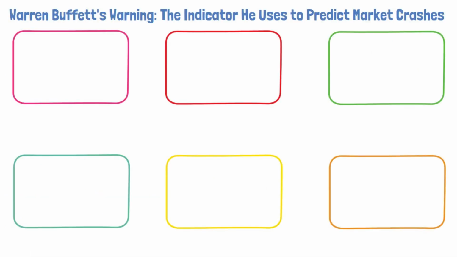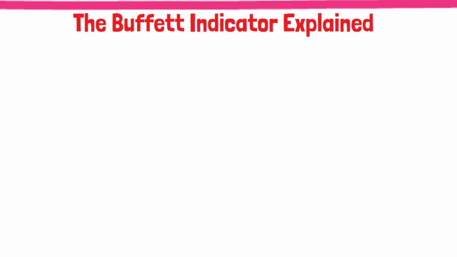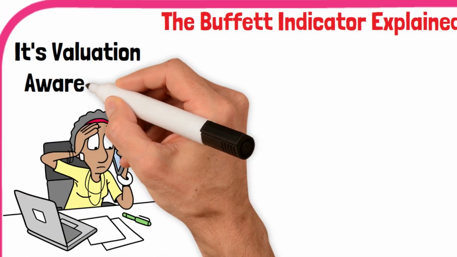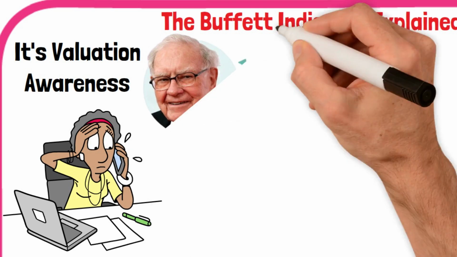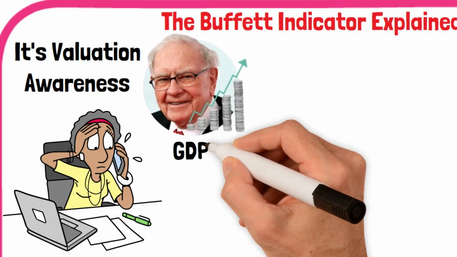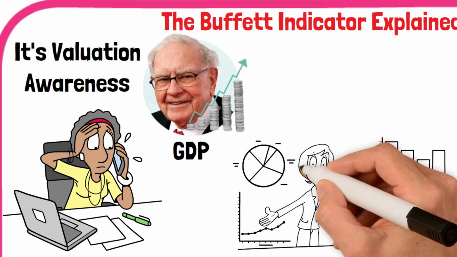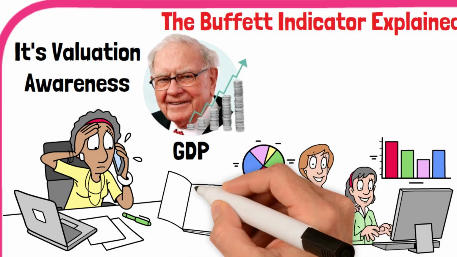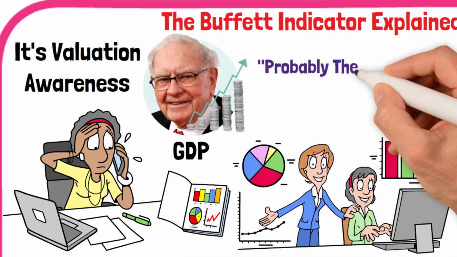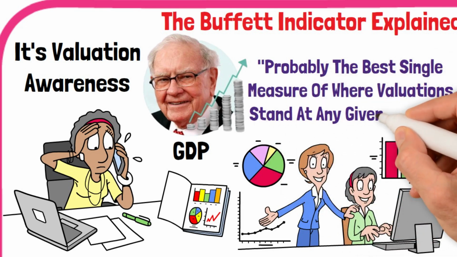The Buffett Indicator, explained. The solution to this market timing problem isn't market timing at all. It's valuation awareness. Enter what's now famously called the Warren Buffett Indicator, simply the total market capitalization divided by GDP. This elegantly simple ratio shows whether the entire stock market is overvalued or undervalued relative to the size of the economy. Buffett himself once called this probably the best single measure of where valuations stand at any given moment.